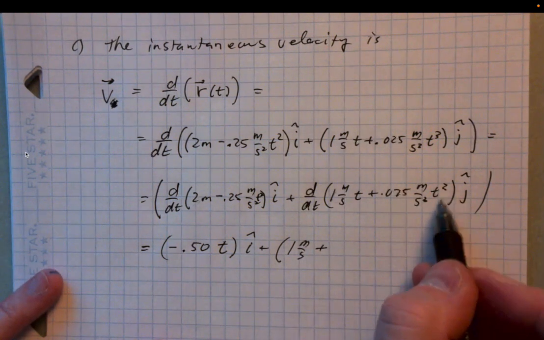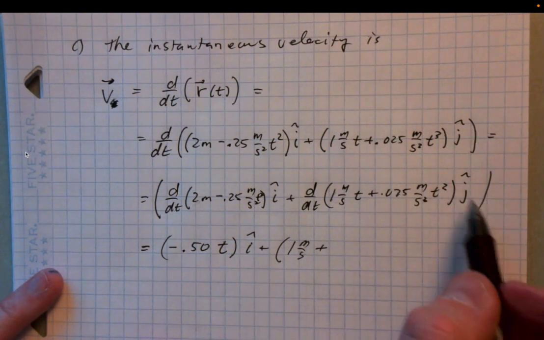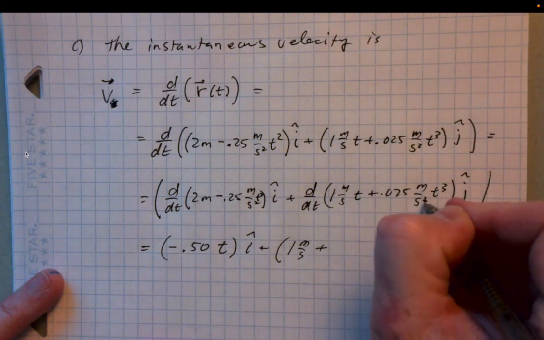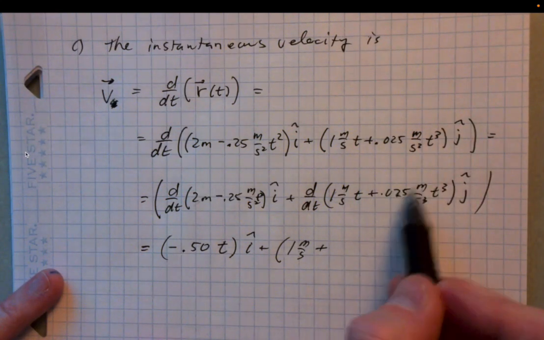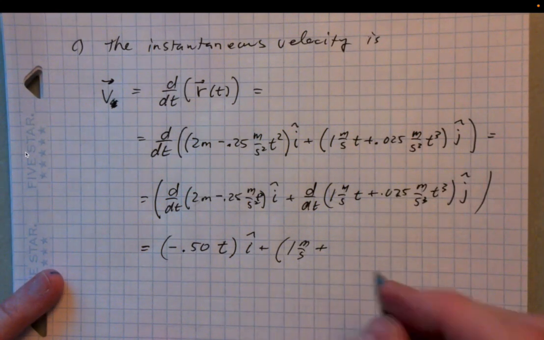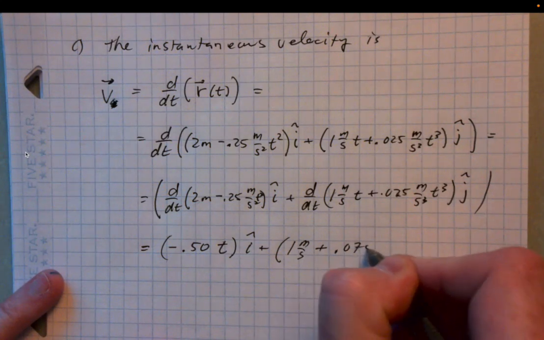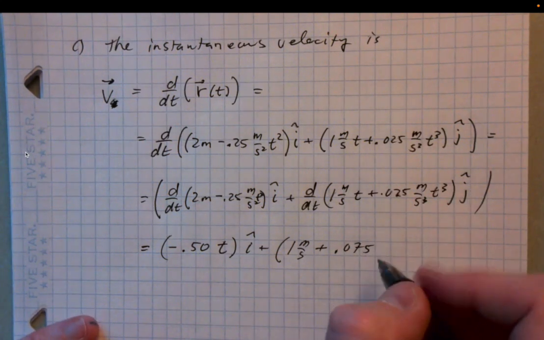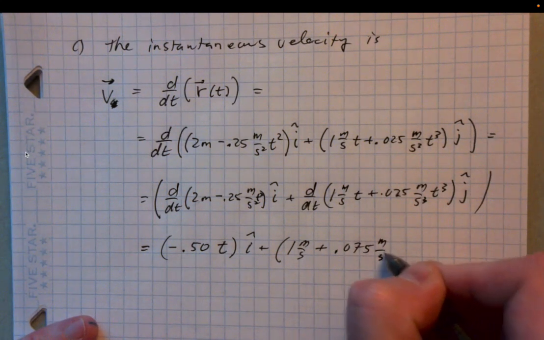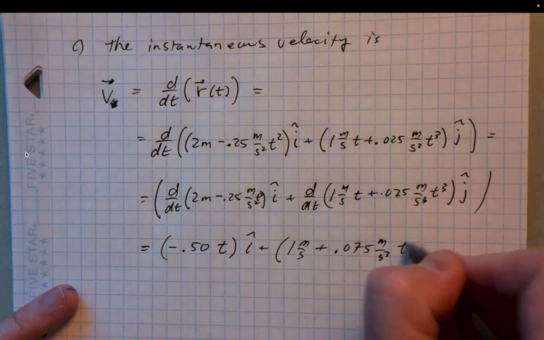And then what do we get here? This will be, that's cubed. So it'll be basically 3 times that, right? So it'll be 0.075 meters per second cubed t squared.